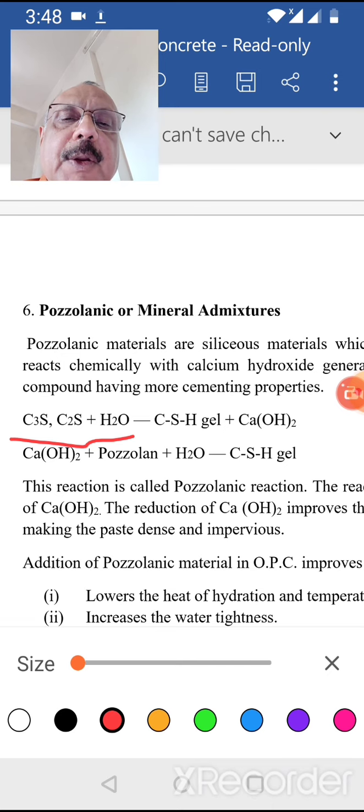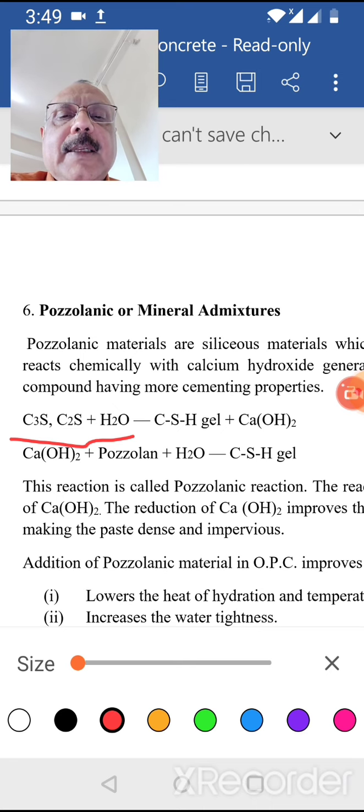So we have studied earlier that CSH gel is responsible for good properties or strength giving properties, whereas calcium hydroxide is not much wanted product, or you can say, it is unavoidable byproduct of this hydration reaction. Now by using pozzolanic admixtures or pozzolanic materials, what we can do, that calcium hydroxide can be reacted upon with this pozzolan, obviously in presence of water, H2O.